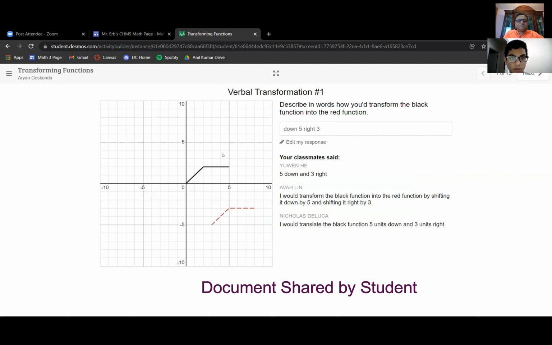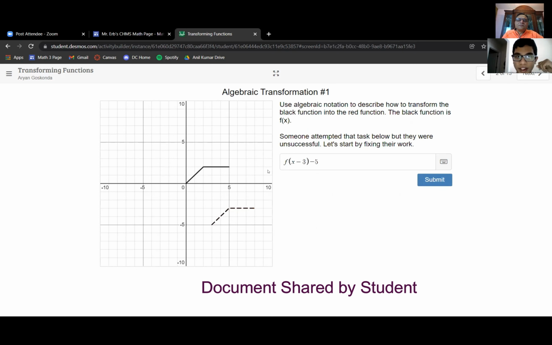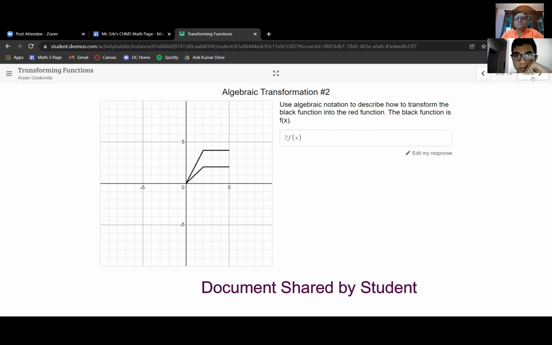For this one, you're going down 5 and then to the right 3. Translations, vertical and horizontal. Then finding different equations given a parent function: the first function, how do you get the second function? That's a vertical stretch by a factor of 2, right? Yeah, because it doubled.